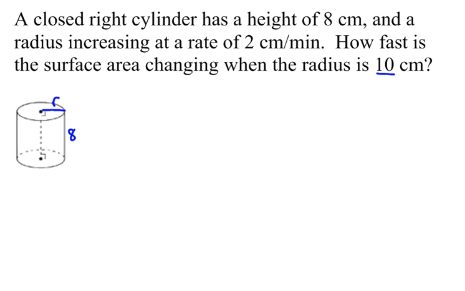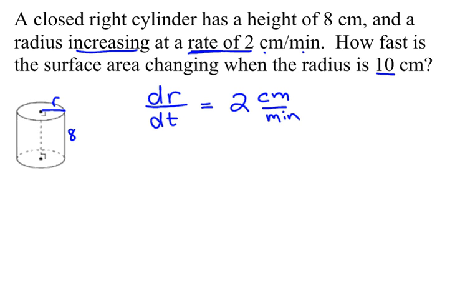The next thing we do is we look at what we have and what we don't have. So if our radius is increasing at a rate, hopefully you see the word rate and think derivative. Centimeters per minute means we're taking the derivative of the radius with respect to time. So I have 2 centimeters per minute. And because it's increasing, we know it's a positive 2 centimeters per minute.